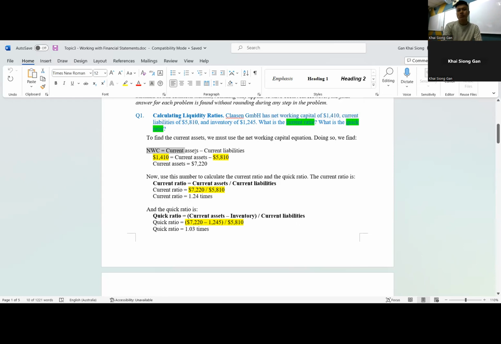Working capital equals current assets minus current liabilities. You already have the net working capital and current liabilities, so you can calculate current assets. Once you have current assets, you can calculate your current ratio using this formula. After that, use the same current assets minus the inventory, then divide by current liabilities to calculate the quick ratio. So the first one is quite direct. The only important part is to remember how to calculate working capital: current assets minus current liabilities.